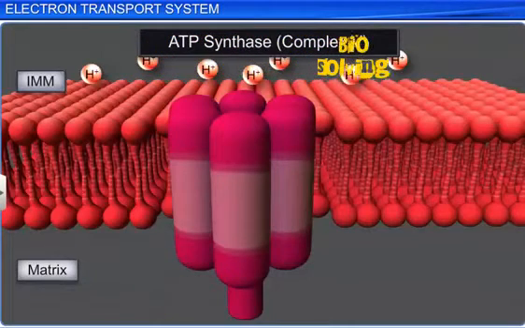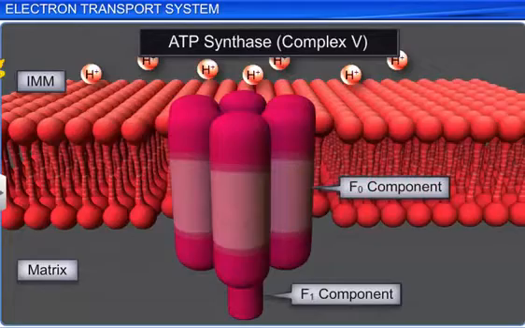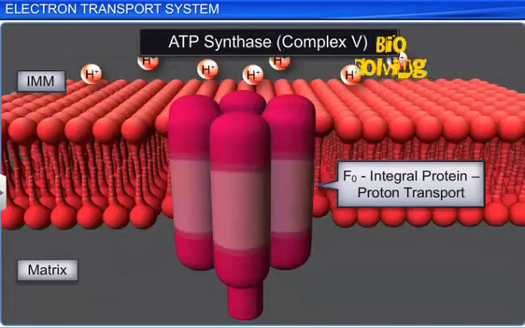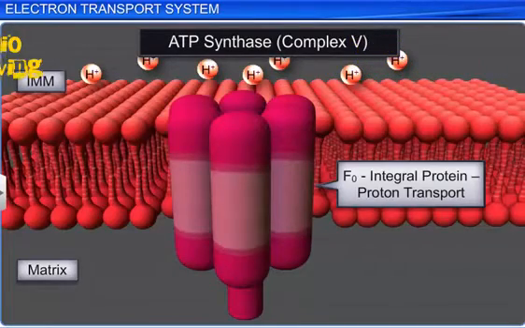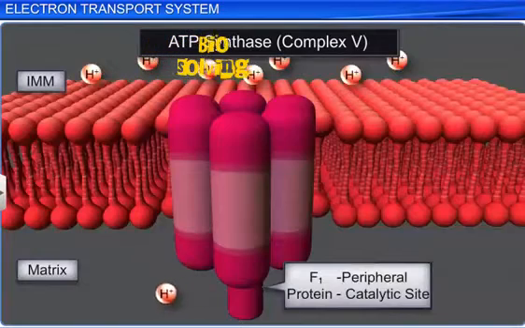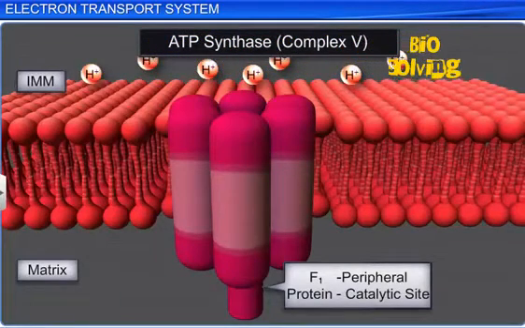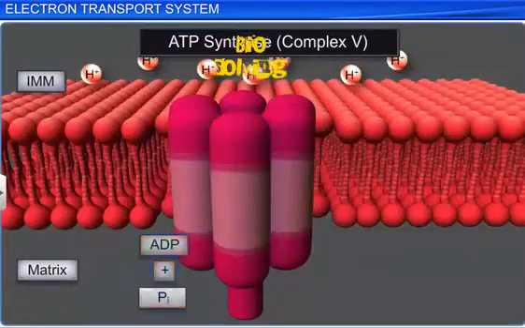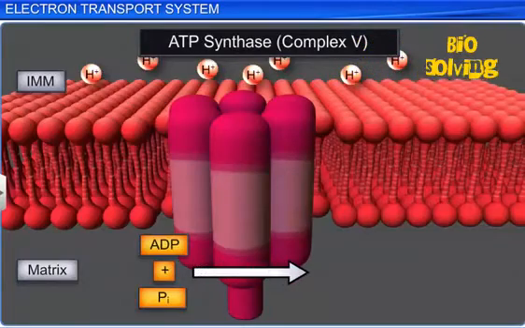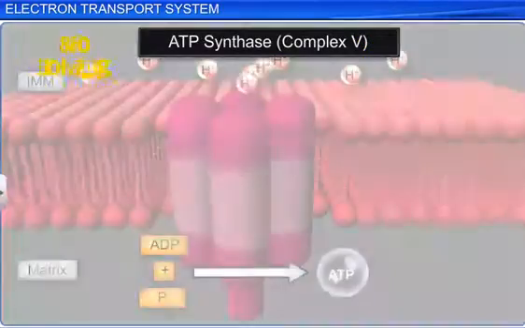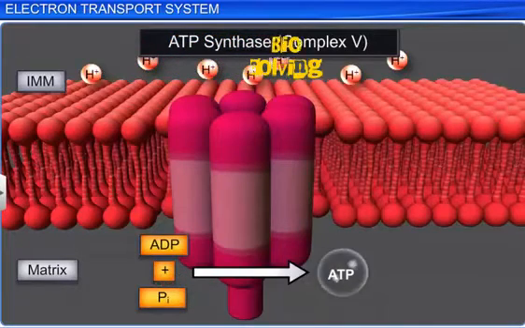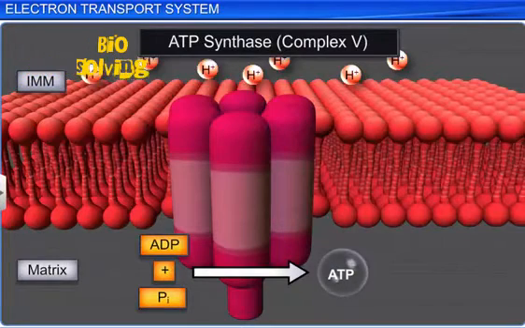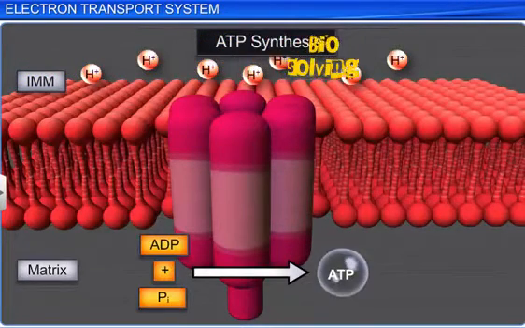ATP synthase consists of 2 components, F0 and F1. While F0 is an integral protein that is used as a channel for proton transport, F1 is a peripheral protein and a catalytic site responsible for ATP synthesis. The energy derived from the proton pumping is used for the synthesis of ATP. Thus, when two protons are pumped from the intermembrane space to the mitochondrial matrix, one molecule of ATP is synthesized.